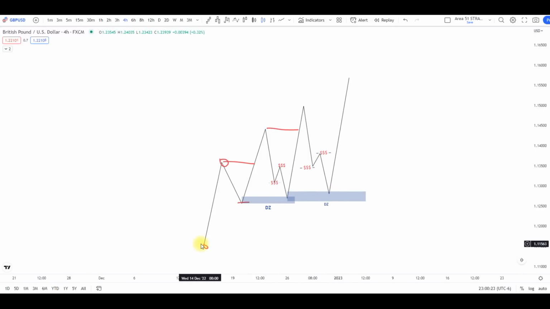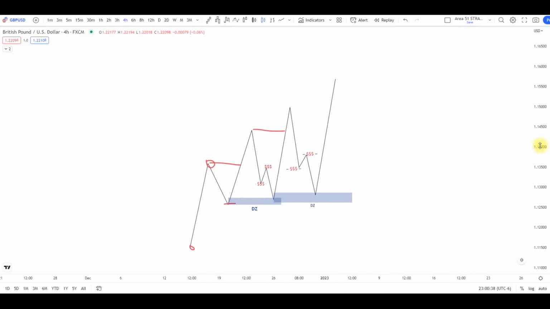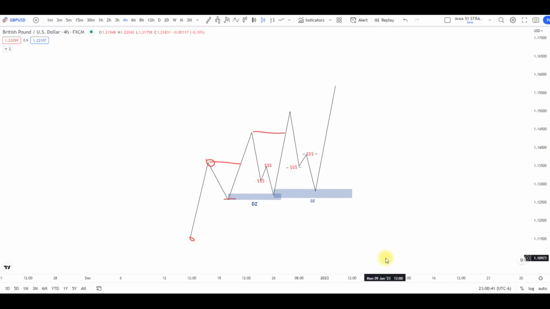Liquidity is basically on every swing point. Okay, so higher highs, higher lows, there's a liquidity sitting here, and then there's higher high, higher low, there's a liquidity sitting here, and there's also liquidity sitting before the reversal of the demand zone. Okay, so this is what is called liquidity.